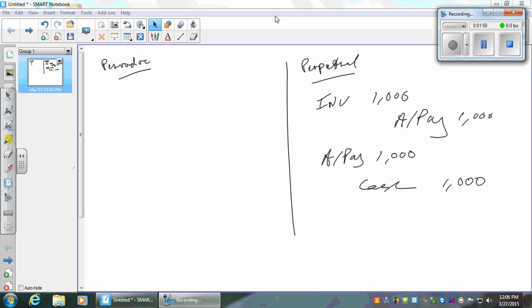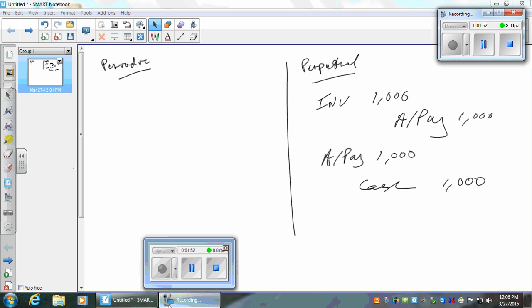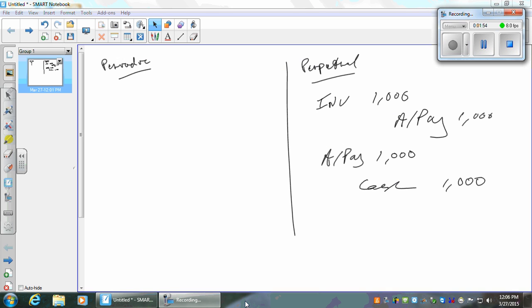So, what would you do under periodic with that? What do you think, guys? You don't remember this? You debit an account named purchases. Not inventory, purchases. What kind of an account is that? Well, it's sort of an expense account. It's going to get closed. It's at least temporary. It's going to get closed to cost of goods sold.